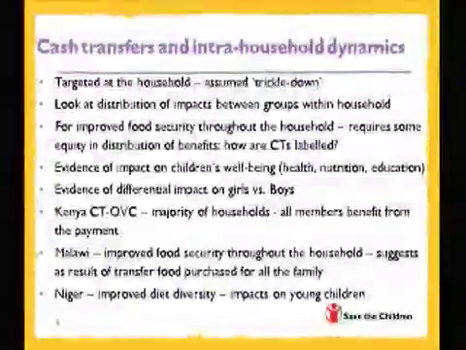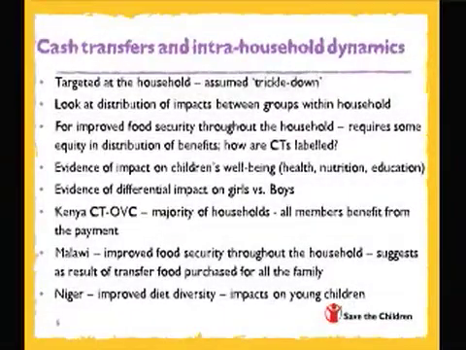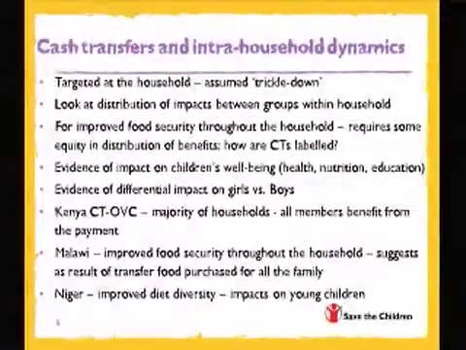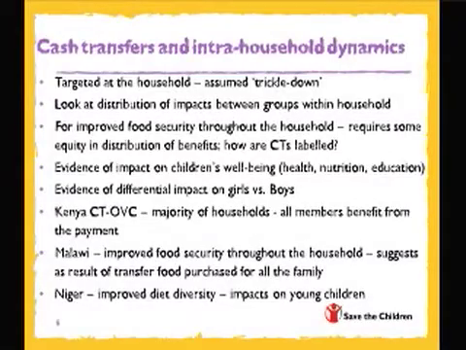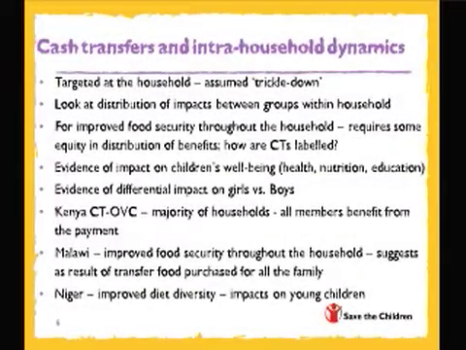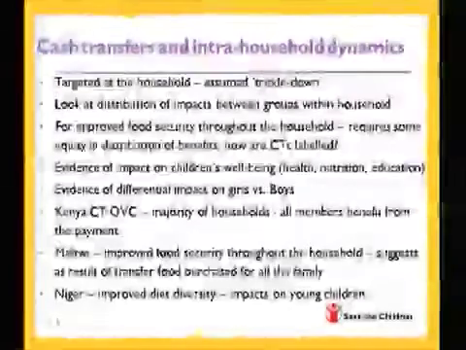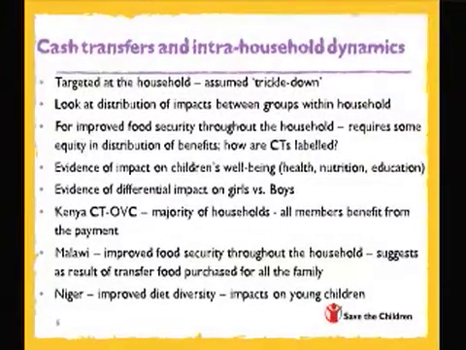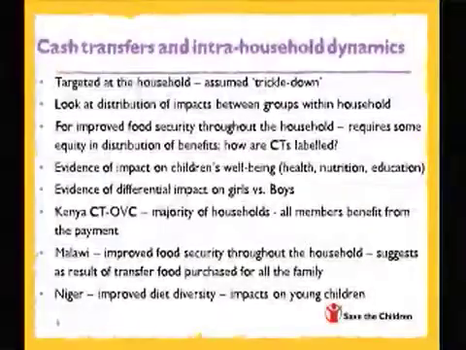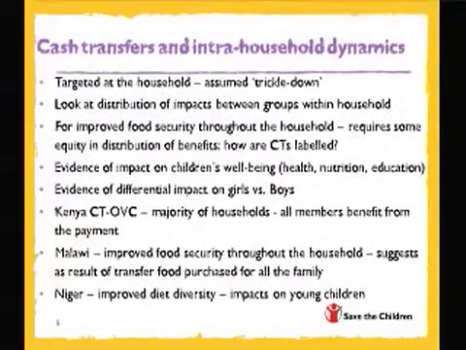And lastly, from the Niger evaluation, again there was improved diversity throughout the household, and particularly evident was improved diet diversity of young children. 80% of the households were able to enrich the milk with millet-based gruel, which is usually given to young children, compared to 50% of households before the project.